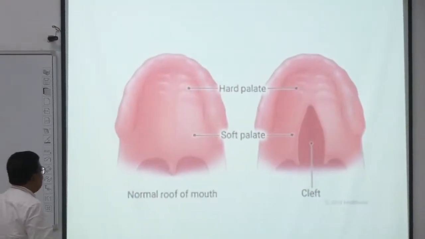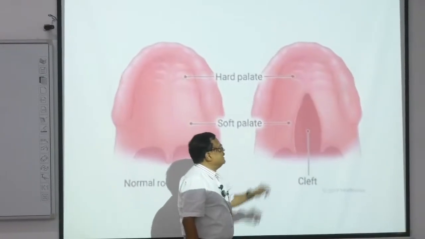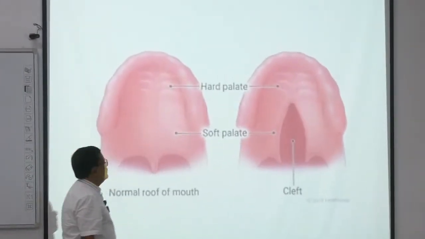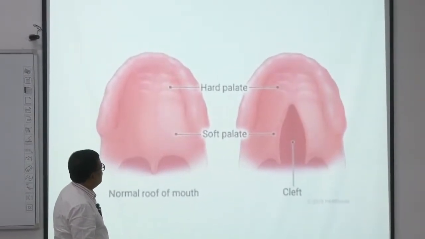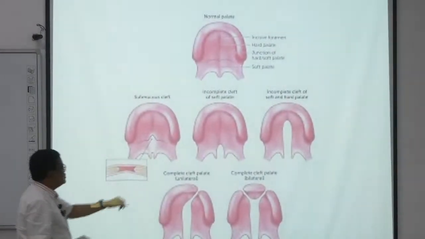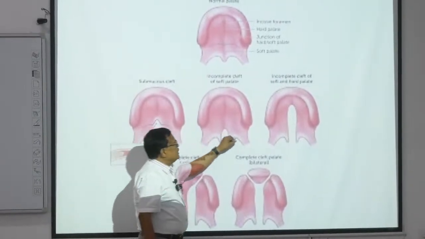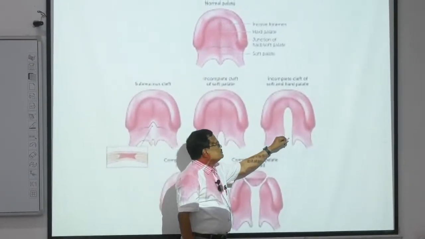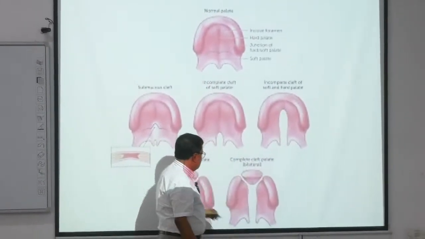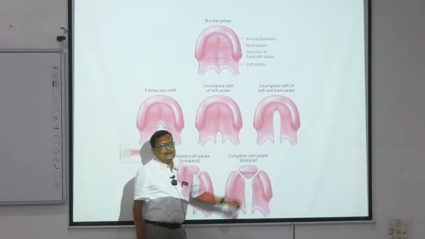So this is the cleft palate, this is the normal, this is the partial cleft palate. So these are the different modes of cleft palate. This is the bifid uvula, partial cleft palate, more or less partial complete cleft palate, unilateral complete cleft palate, bilateral complete cleft palate.